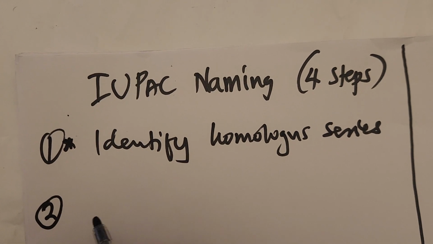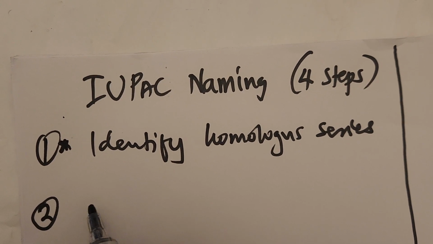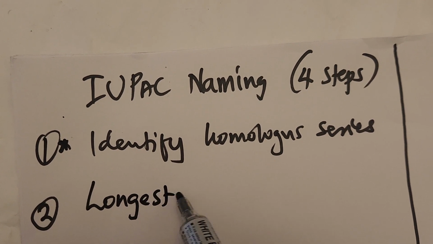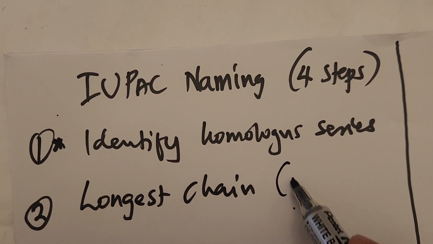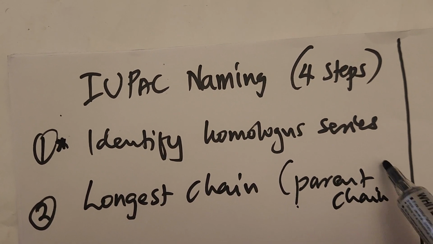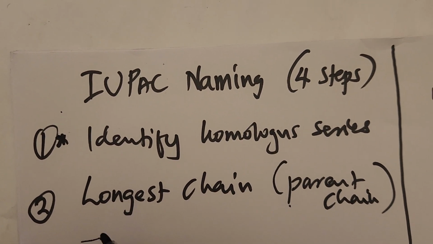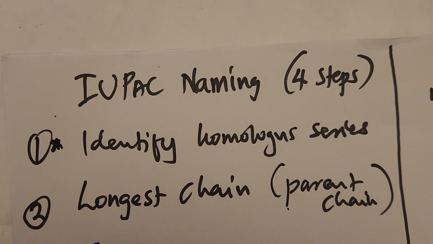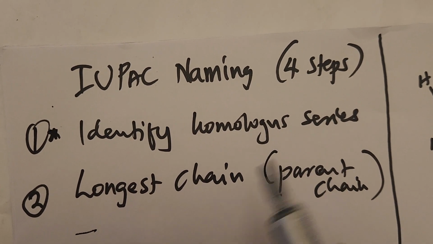Number 2, once you identify this, you have to search for the parent chain or the longest chain. Determine that longest chain, that is, the carbon atoms that are connected making the longest chain. We call this the parent chain, the main structure. If there are 6, it will start with hex. Based on the homologous series, if it's single bonds, it will be hexane. If there's a double bond, it will be hexene.